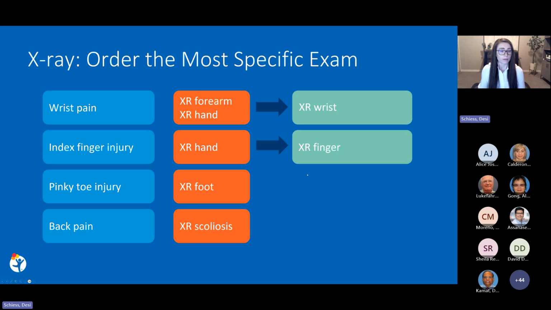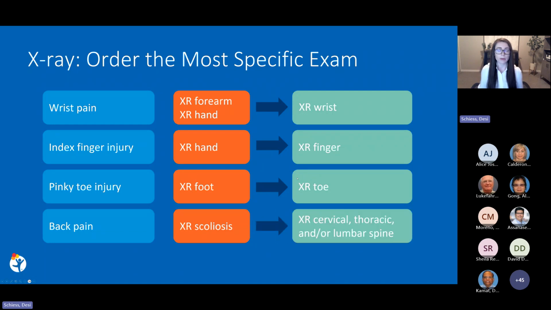And for back pain, scoliosis films are not optimal because these are low-dose exams for evaluating spinal curvature. Dedicated X-rays of a particular region of the spine are better to evaluate for things like fracture or compression deformities.